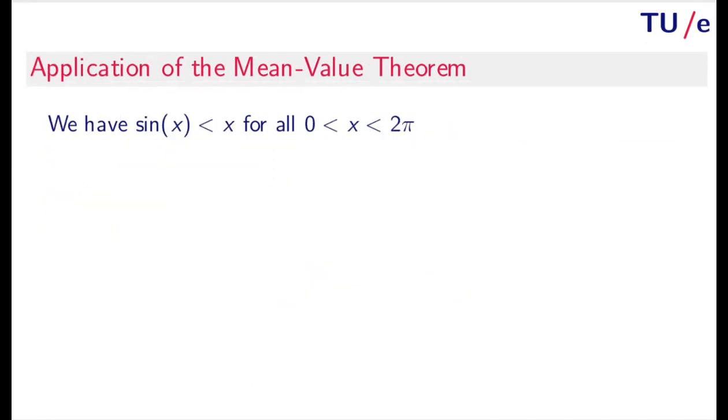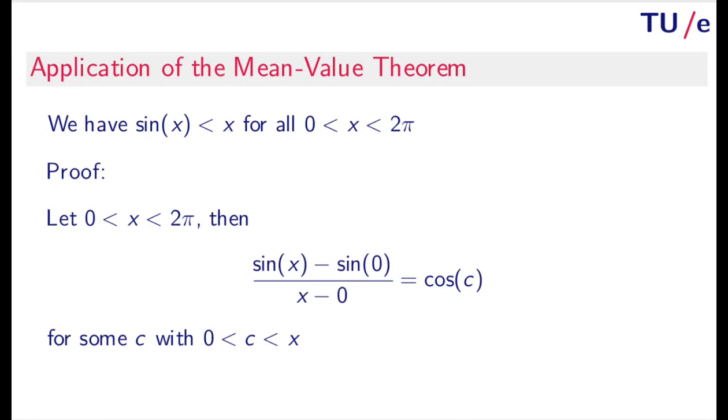What is more important to us right now is that we can apply the mean value theorem. Here is the first application. Of course, we already know that the sine of x is less than x for all x between 0 and 2 pi, but now we are in a position to give a proof.